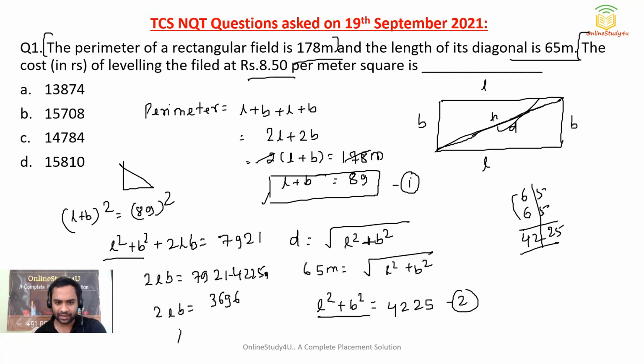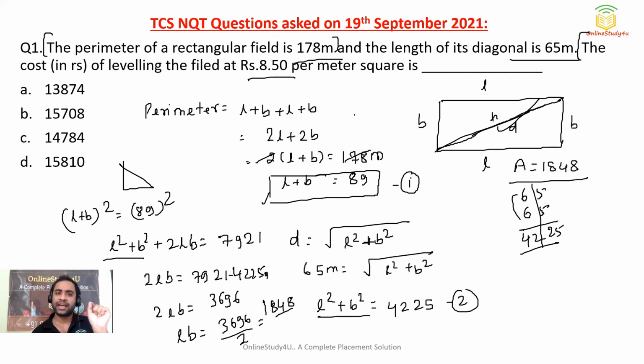So 2LB is this. Now LB is nothing but the area. The area of a rectangle is length into breadth. So 3696 by 2: 2 1s are 2, 2 4s are 8. So the area we got, the area of this rectangle, is 1848.